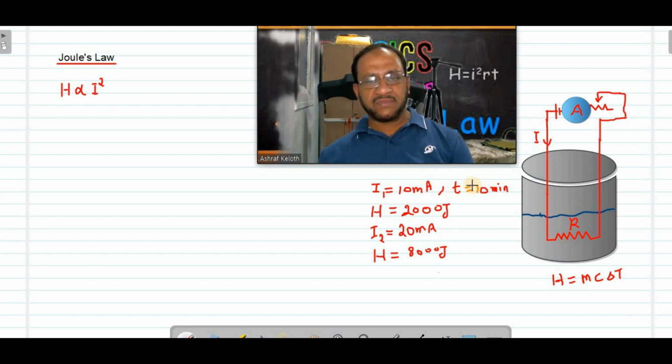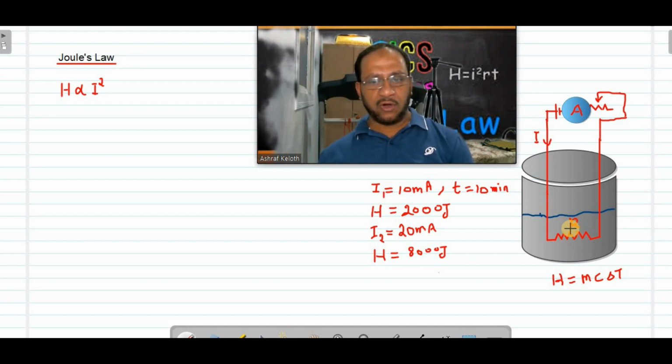We are keeping time the same, 10 minutes. Current same as in the first case, 10 milliampere. Only the resistance of the wire is doubled. R becomes 2R, which means that if it is 20 ohm, it becomes 40 ohm. Only resistance is doubled. All other factors, current and time, are kept constant. Then can you tell how much will be the change in heat energy?